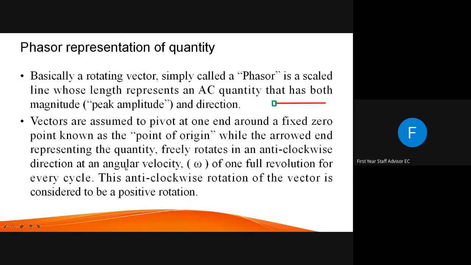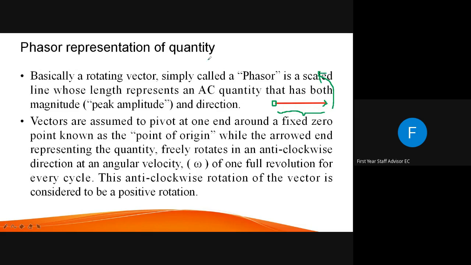While the arrowed end represents the quantity. So the next end is having an arrow. So I have to draw an arrow there. Okay, and the length of this line actually represents magnitude. So for example, if you have an AC quantity, the length of this line represents the magnitude of that AC quantity. And the same line will be rotating in anti-clockwise direction at an angular velocity omega.